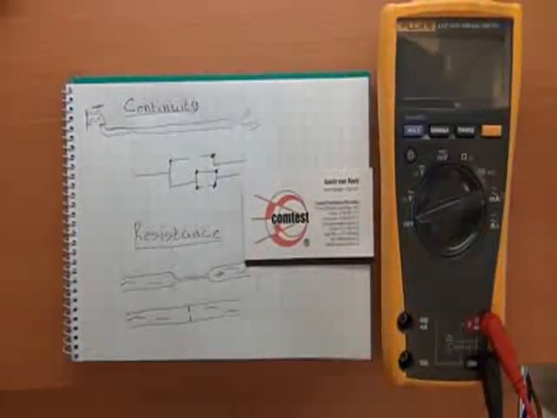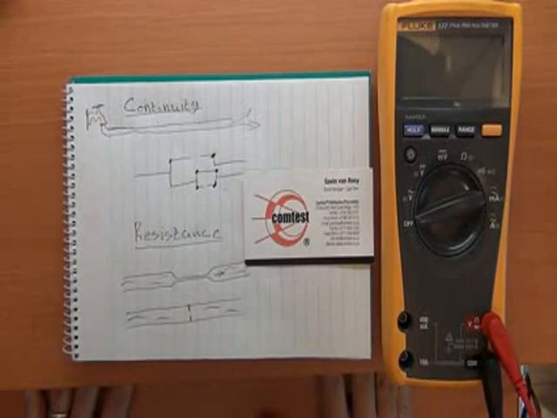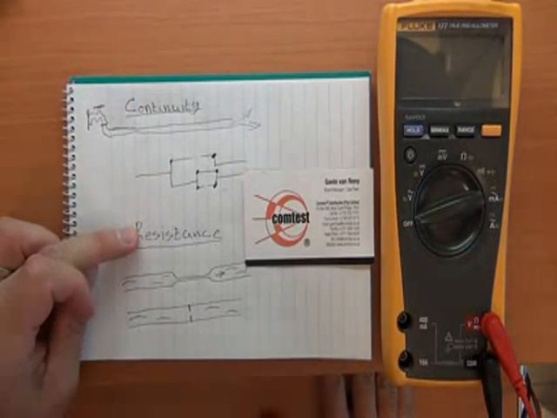Anyway, let's get stuck in and have a look at continuity testing and resistance. Okay, so let's have a look at some analogies to try and get a better understanding of what we're going to measure today with a multimeter, that being continuity and resistance.